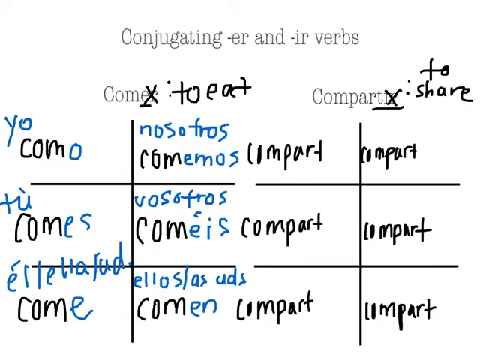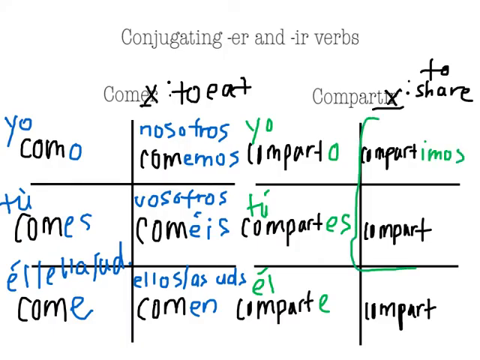So we're going to add our IR endings that we just talked about. Yo comparto, tú compartes, you share. Él comparte, he shares. And remember, we have to watch out in the nosotros and vosotros boxes. We have different endings for the IR verbs. So we have compartimos, compartís, and then ellos comparten.